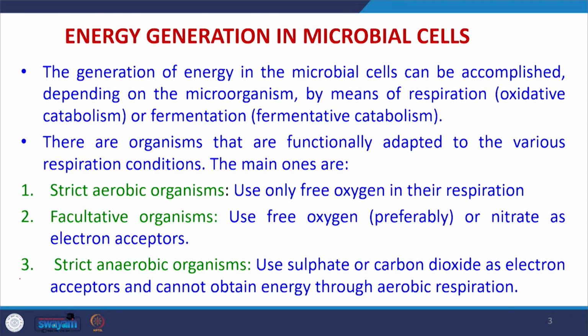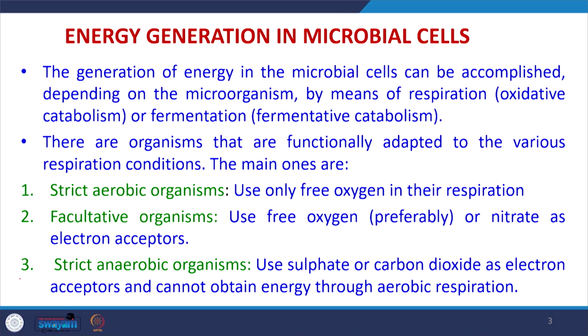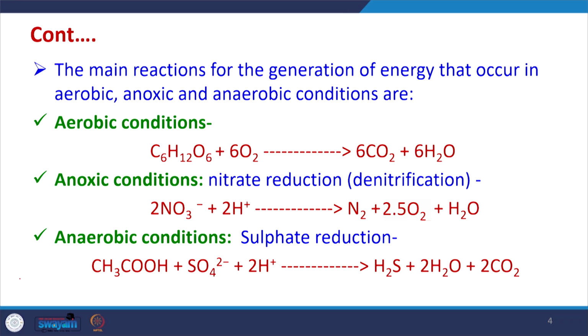Similarly, facultative organisms use free oxygen or nitrate as electron acceptors and thus generate energy. Similarly, the strict anaerobic organisms which are present cannot obtain energy via aerobic respiration. Thus, they use sulphate or carbon dioxide as electron acceptors and thus generate energy inside the system. Now, there are various reactions which are possible for generation of energy under aerobic, anoxic and anaerobic conditions.